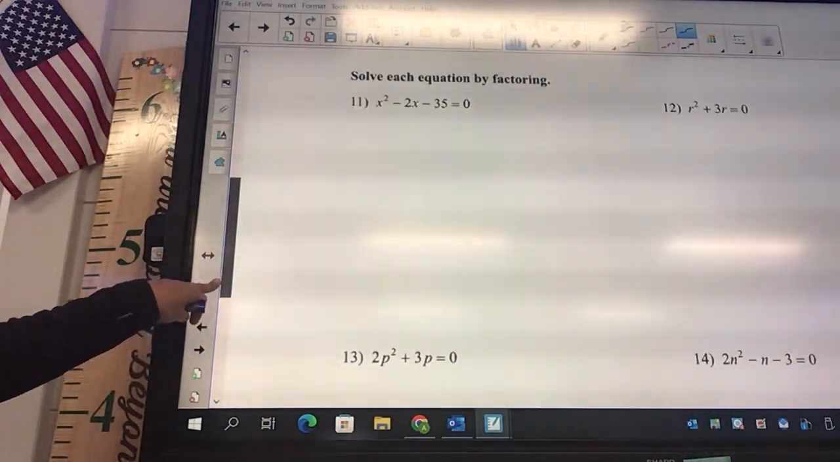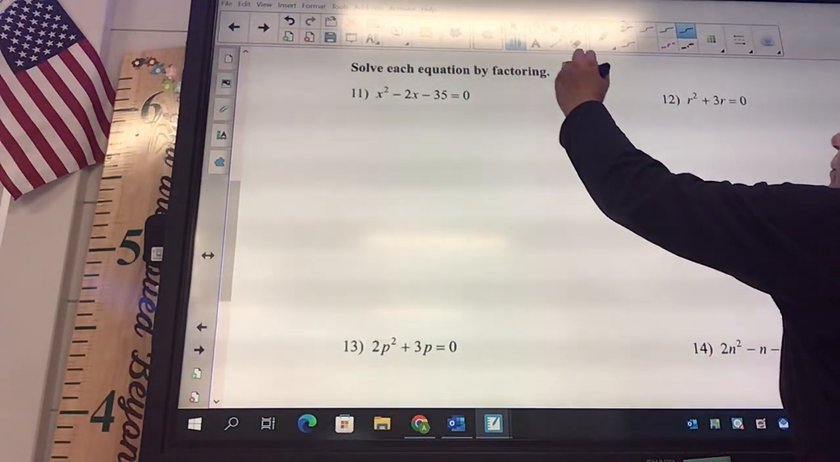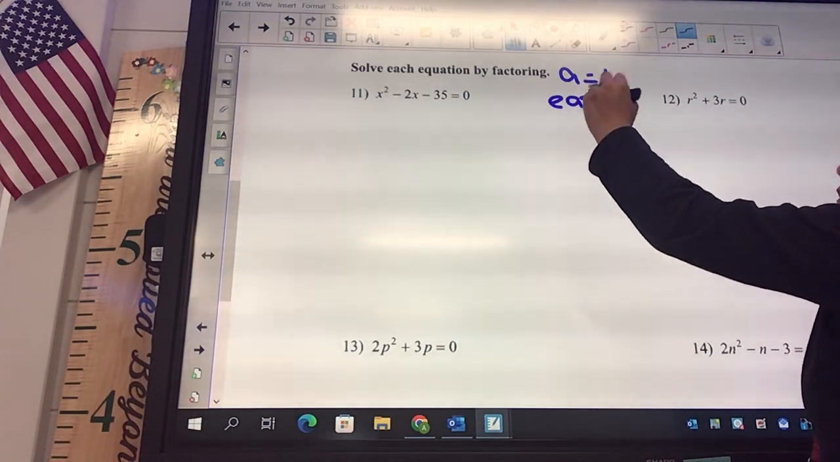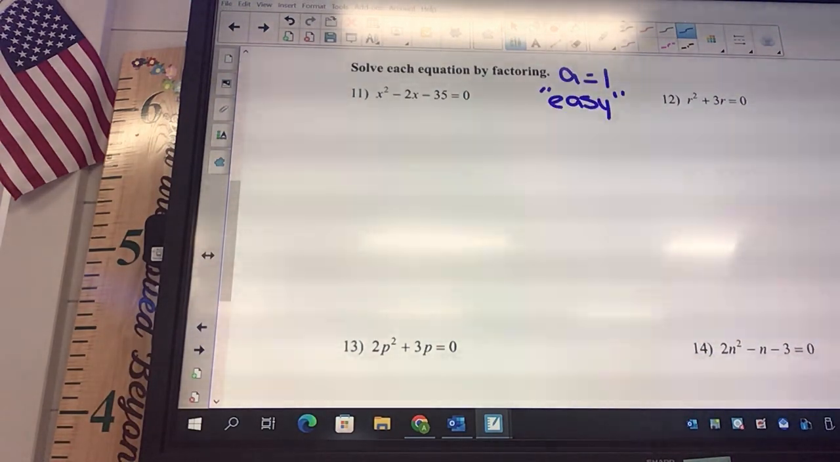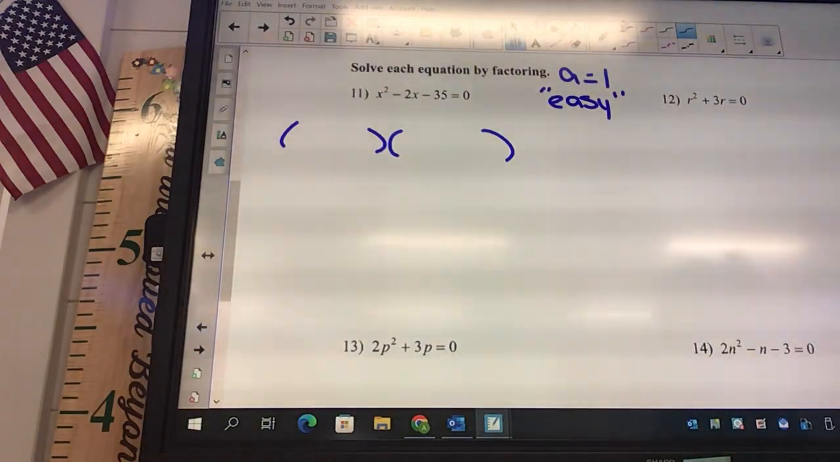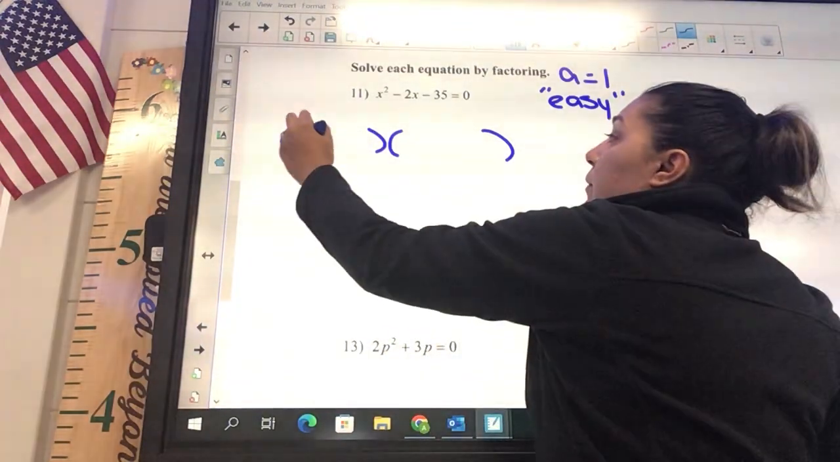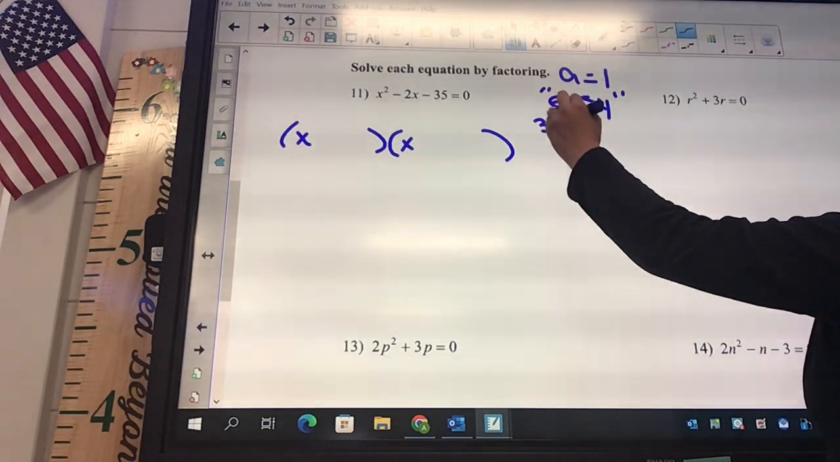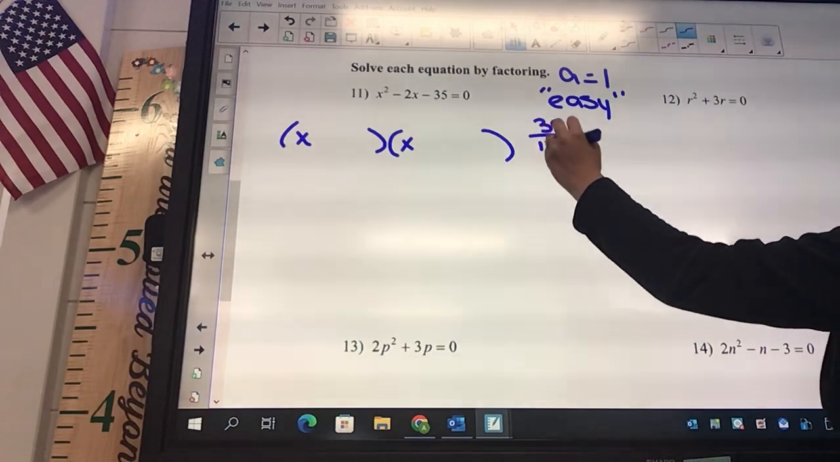Okay, solve each equation by factoring. So these ones are when a equals 1. In other words, it's the easy ones. So you're going to draw your 2 parentheses, and we can put x and x. I remember these ones. We make a list of what number? 35. What should be the first one? 1 and 35.